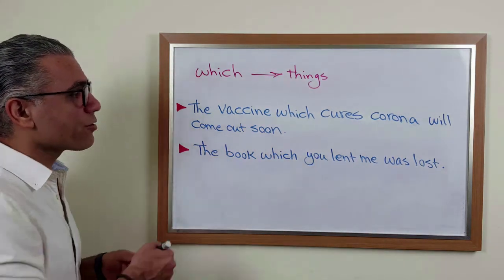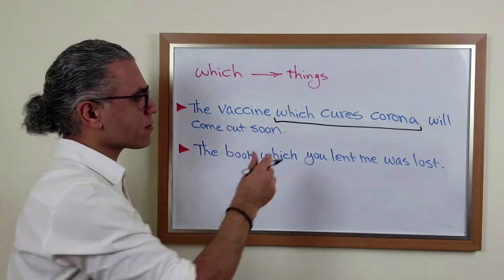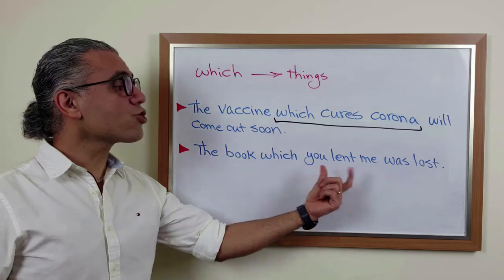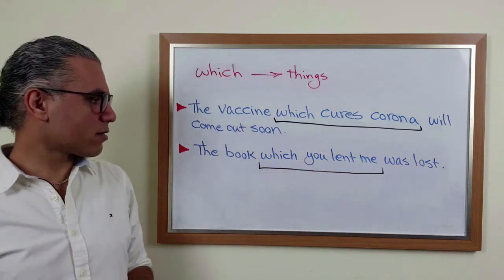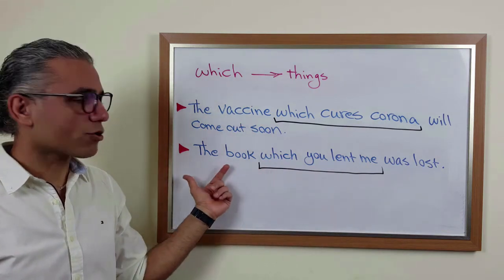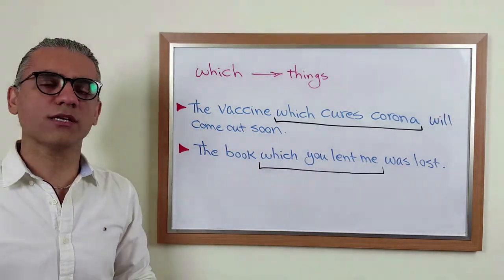The vaccine which cures corona, because we are talking about a vaccine, a thing. So, and this is your relative clause. The book which you lent me was lost. And which you lent me, again, because we are talking about a book, that is a thing, we use which as our relative pronoun.